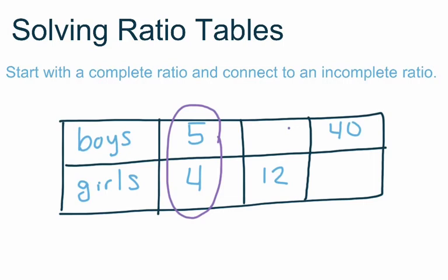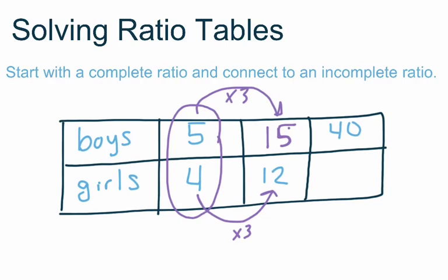So what you often want to do is try to connect from this complete ratio to an incomplete one. So I can go from 4 to 12, and I know that if I want to go from 4 girls to 12 girls, I will have to do times 3. And then we follow that ultimate rule of math where what we do to one, we do to the other. So I'm going to draw an arrow starting and stopping in the same columns, and I would have to do 5 times 3, which tells me that this missing number here is 15.